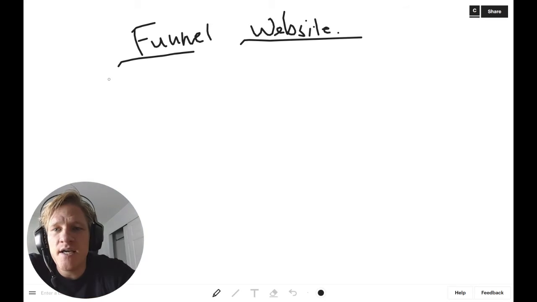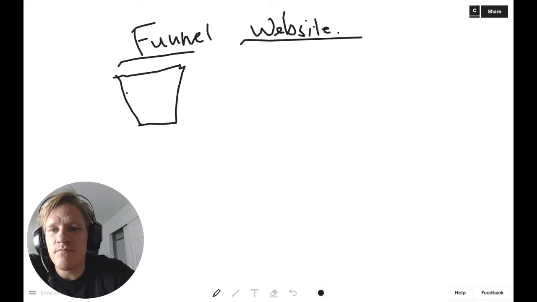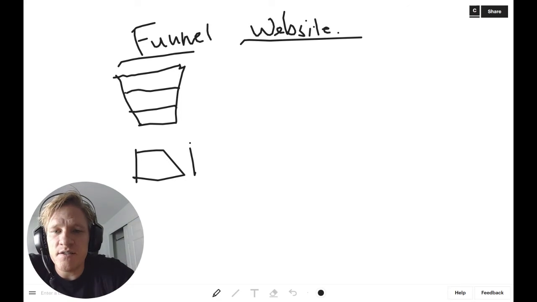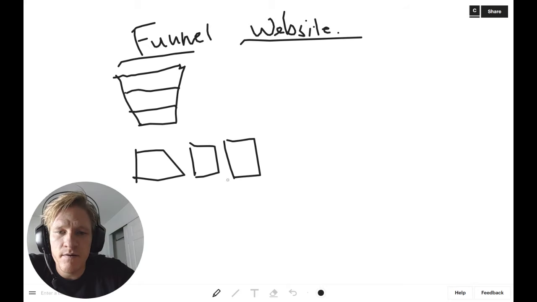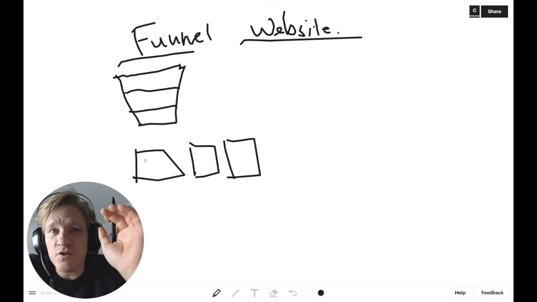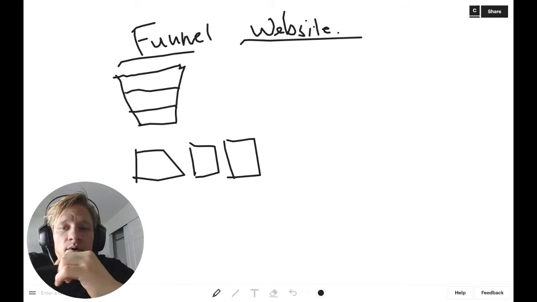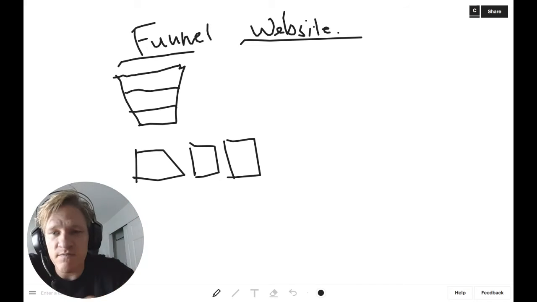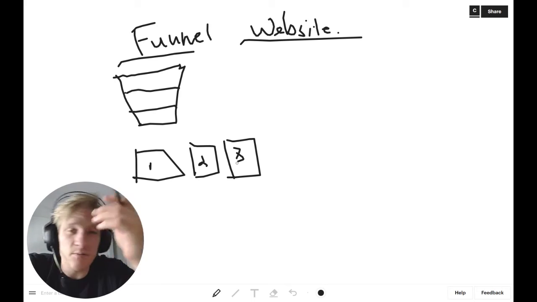So a funnel is called a funnel because of how it interacts with your customer. A funnel is going to look just like this. A funnel is a series of pages like that, and the customer is only able to go through each page in a specific way. They're able to go to one, then they're able to go to two, and then they're able to go to three.